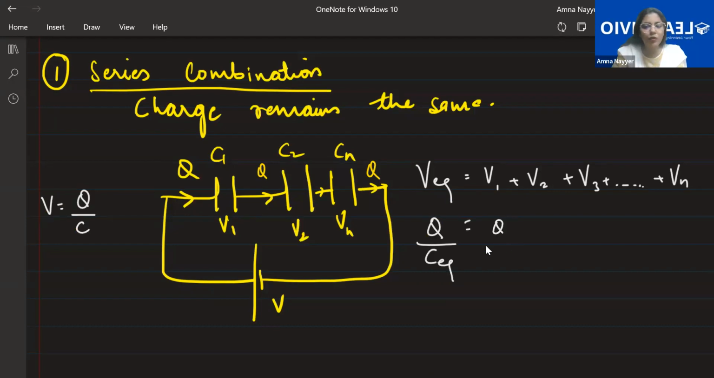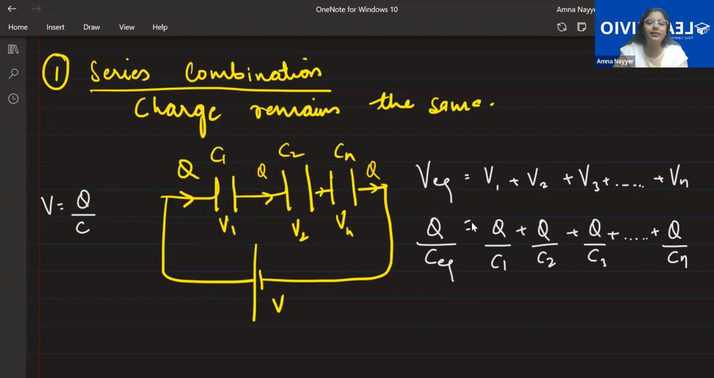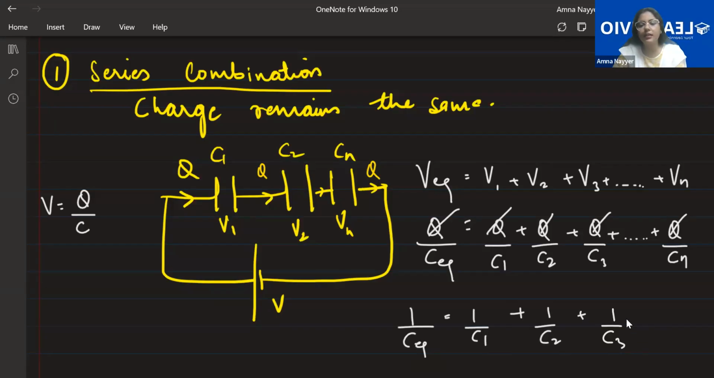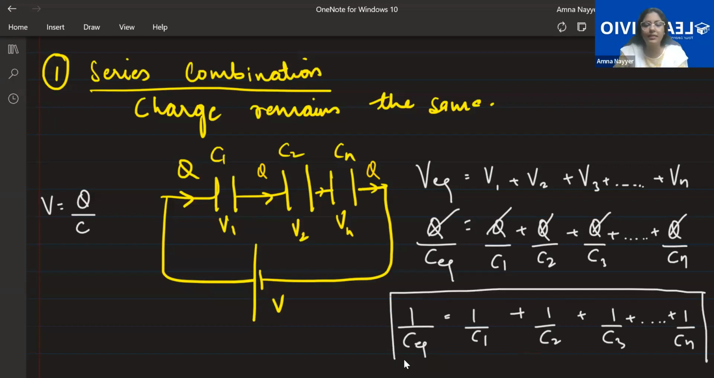For V1 I can say Q by C1. For V2 I can say Q by C2. For V3 I can say Q by C3. Up till Q by Cnth. So all the charges will get cancelled. Finally, 1 by C equivalent will be 1 by C1 plus 1 by C2 plus 1 by C3 up till 1 by Cnth. This is the formula of the capacitance in series connection.